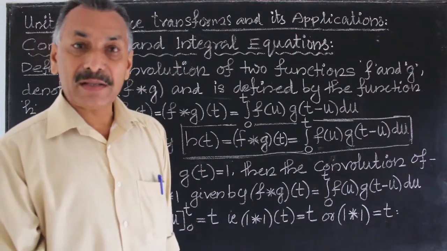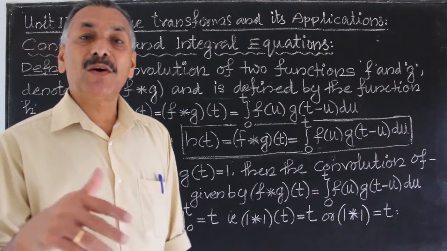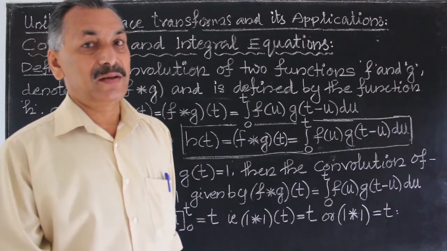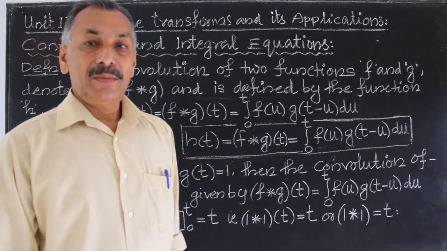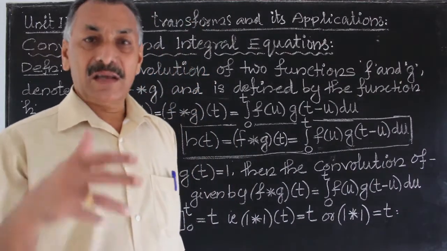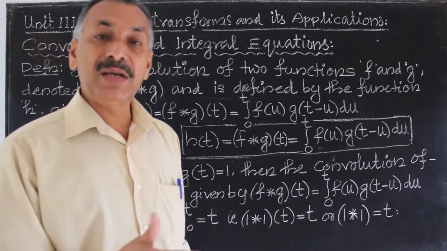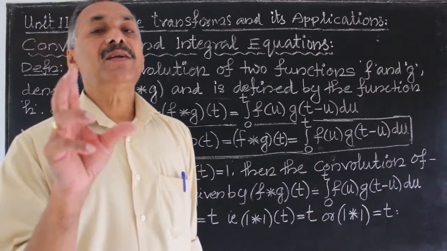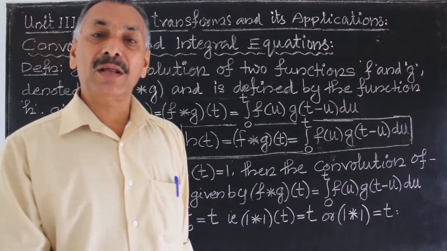Similarly, their product, f into g, is defined by the product of the functions f and g. That is, (fg) of t is equal to f of t into g of t. That means if f and g are two functions, then f plus g is also a function, f minus g is also a function, f divided by g is a function, and f into g is also a function. We can use the sum, product, and quotient of the functions.